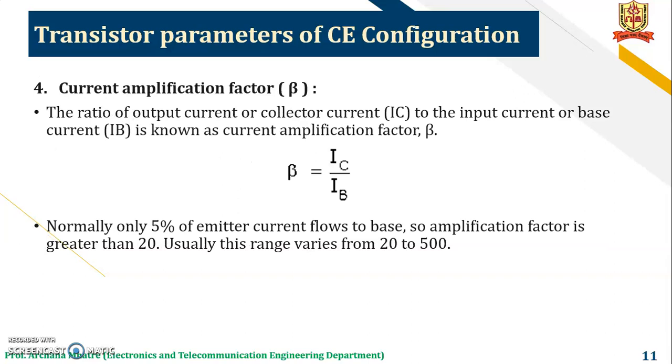Next parameter is the current amplification factor denoted by beta. It is the ratio of output current or collector current to the input current or base current, known as the current amplification factor beta. So, beta is equal to IC divided by IB. Normally, only 5% of emitter current flows to the base, so the amplification factor is greater than 20. Usually, this ranges from 20 to 500.